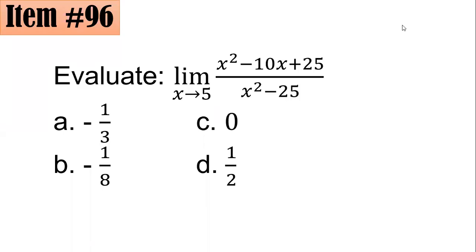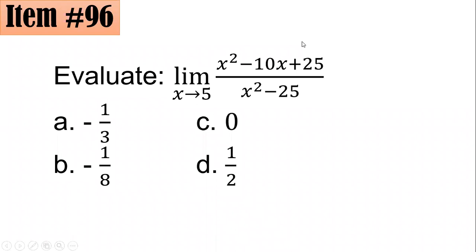Okay, how about the limit of x squared minus 10x plus 25 all over x squared minus 25 as x approaches 5? Did you go for negative 1/3, negative 1/8, 0, or 1/2? Okay. So far, I got C's as answers.